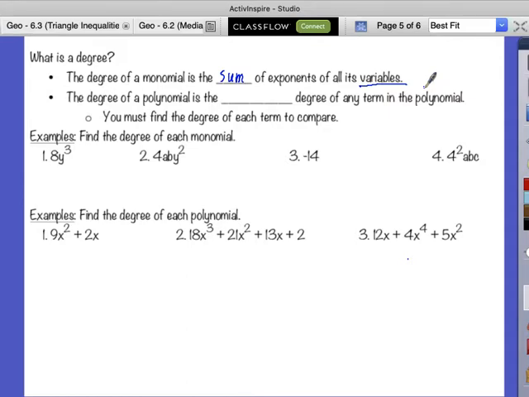The degree of a polynomial is the largest degree of any term in the polynomial.